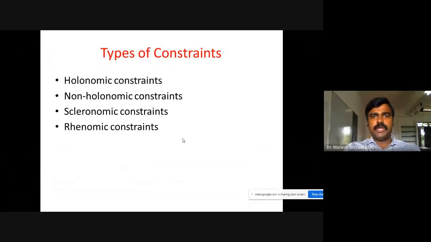Next we are going to discuss the major classifications of constraints. In this syllabus, you have four major classifications. The first is holonomic constraint, the second is non-holonomic constraint, the third is scleronomic constraint, and the fourth is rheonomic constraint. The scleronomic constraint is otherwise known as scleronomous constraint, and the rheonomic constraint is otherwise known as rheonomous constraint.